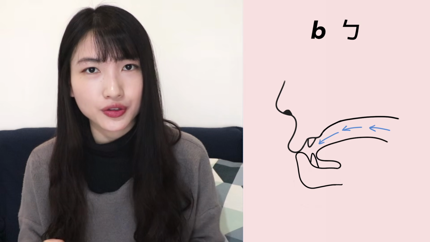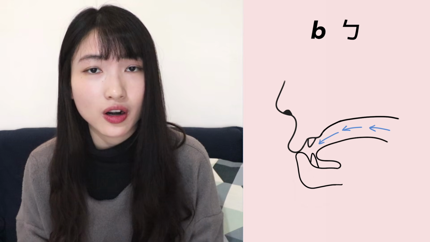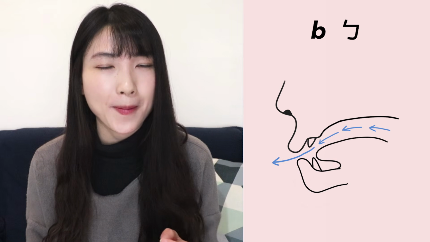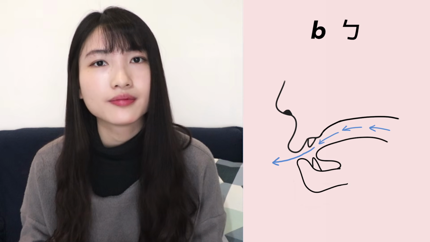First, let's start with b, p, m. When pronouncing b, you have to close your mouth and let the air go through your mouth. In the meantime, use your lips to block the air from going out, and after a very short period of time, release it. B, b. Okay, let's practice. B, b, b.